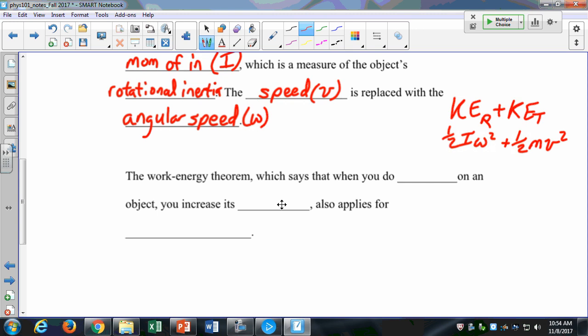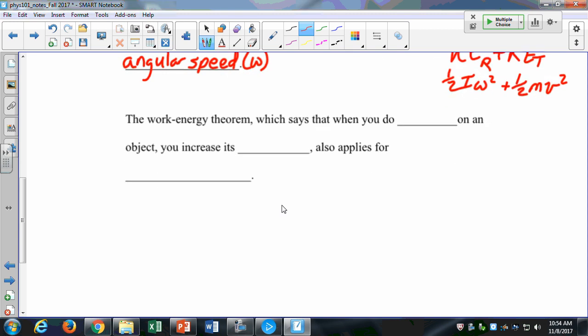By rotating, it now has more energy because of that rotation. Our work energy theorem also applies here, and I'll show you some examples of how we'll deal with this in questions, but let me just lay it out. The work energy theorem is that when you do work on an object, you increase its energy. That is to say that work is equal to a change in energy. Usually we're talking about a change in kinetic energy, but it can also be a change in potential energy like we saw in Chapter 5. But this also applies for rotational motion.